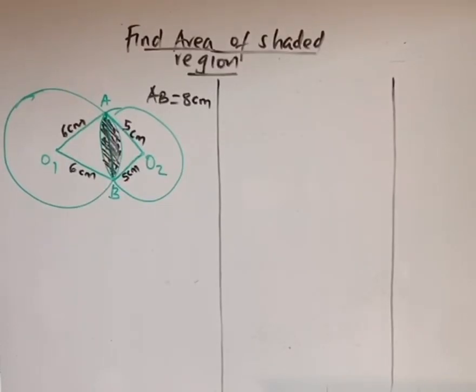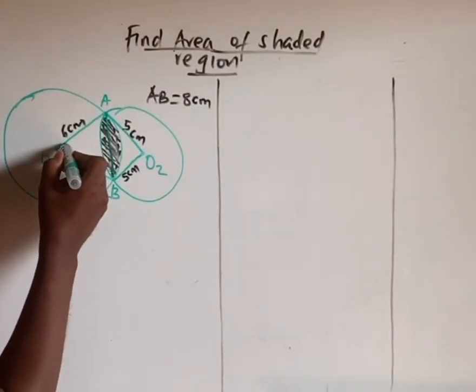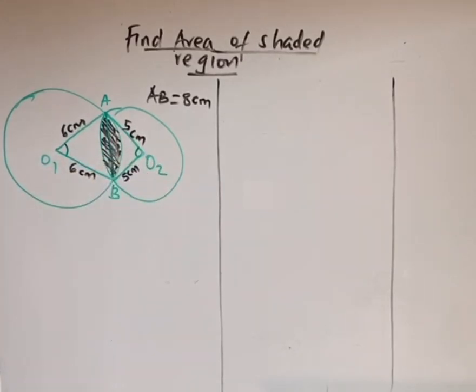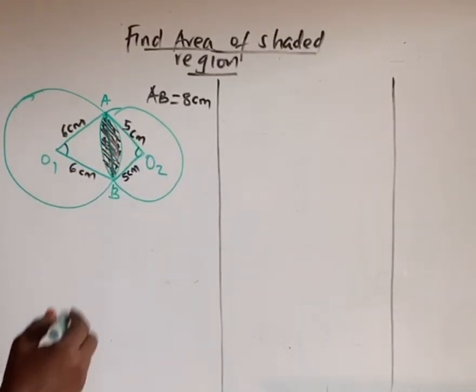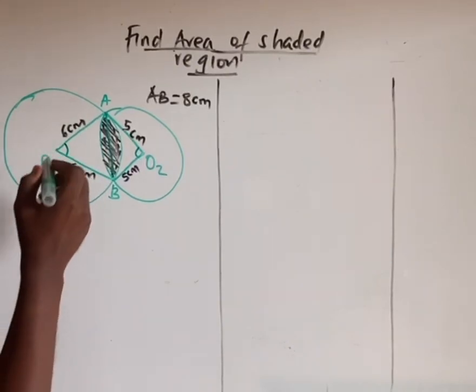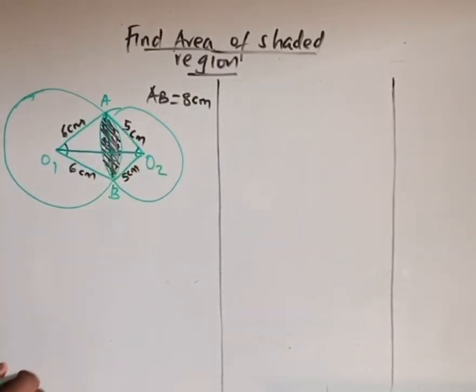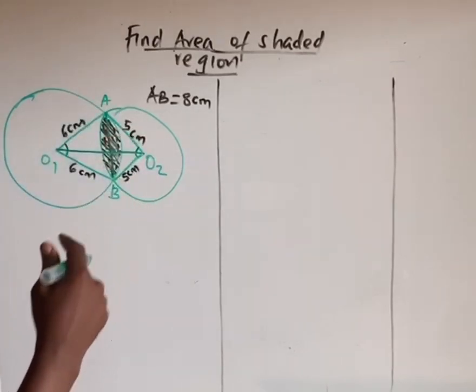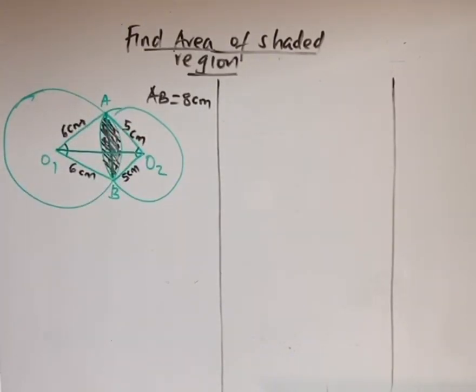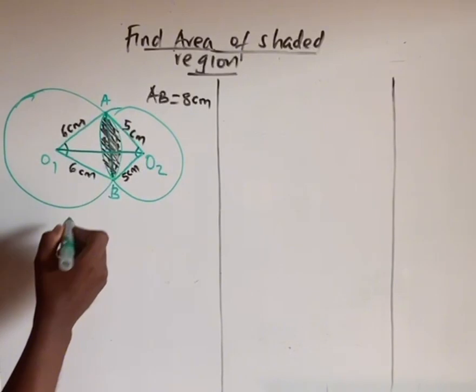To find the area of this shaded region, the first step is to get the angle subtended at the center of these two circles. For that, first of all, we can draw a line from the center of circle 1 to the center of circle 2. This line is going to divide AB into two equal halves. It will be a bisector, which means we are going to get a small triangle here.